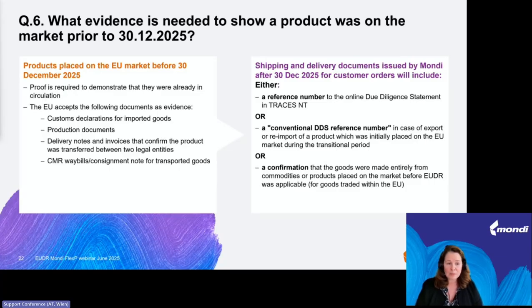Products placed on the market before the end of this year have certain kinds of documentation that can be used as evidence. This has been provided by the European Commission. They've given suggestions for what that evidence could look like. It could be anything from a customs declaration for the import of those goods, production documentation, delivery notes, invoices showing the transfer between different entities, or even CMR waybills, etc., for the transportation of those goods.